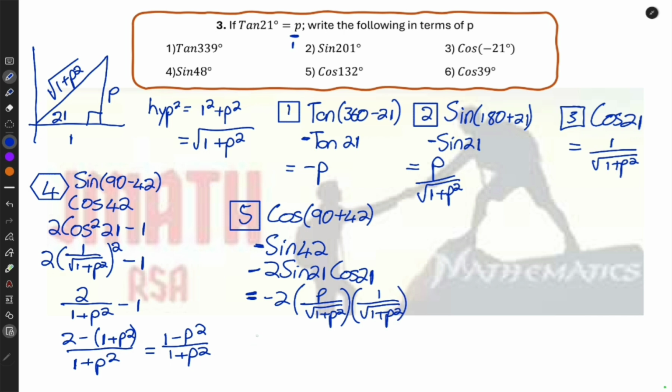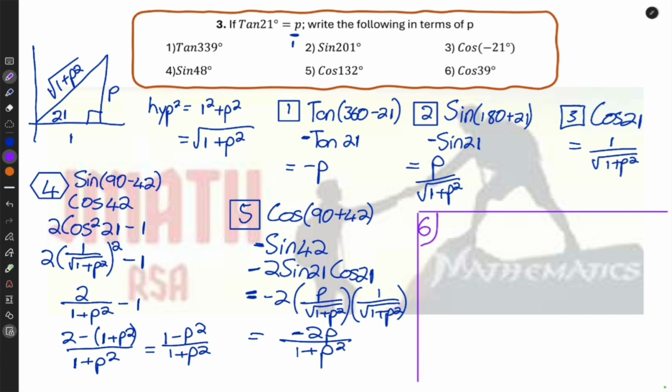If I then just multiply all of that, my final answer would be minus 2p over 1 plus p squared. So question 6 is the one that many people struggle to get that to a 21. Once again, it's not double, it's not half, but this time, if I add 21 to 39, it's going to give me a 60.